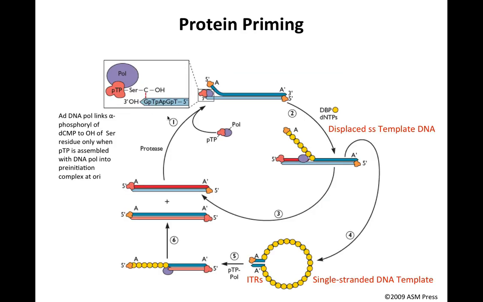Let's start at the upper left here. We have an enlarged view of the left end of the viral genome. Remember, it's a double-stranded viral DNA. And at the very left end, we have, of course, a 3' hydroxyl on the bottom strand. This virus, adenovirus, encodes its own DNA polymerase. And that DNA polymerase is shown here as a purple sphere.